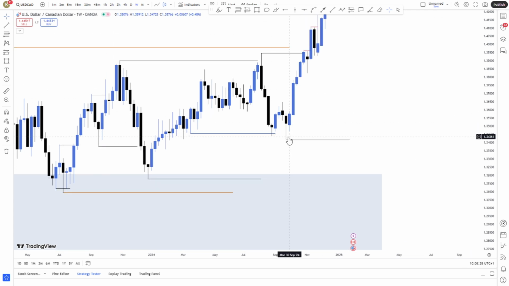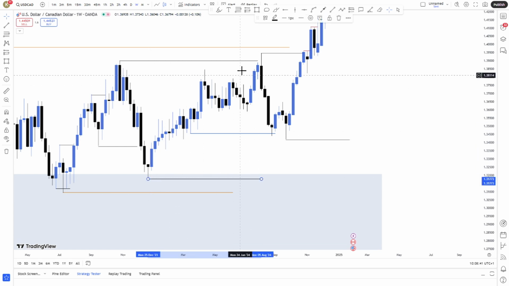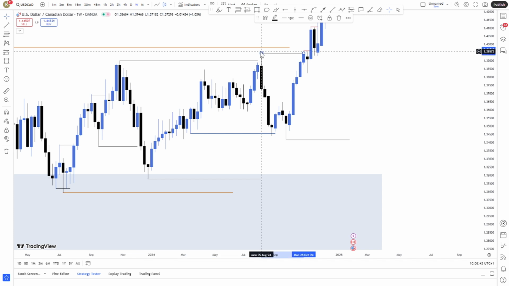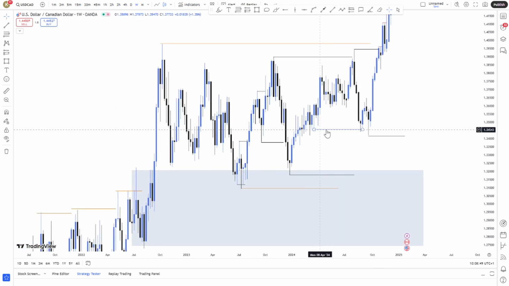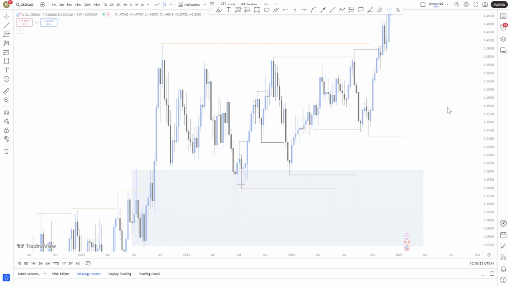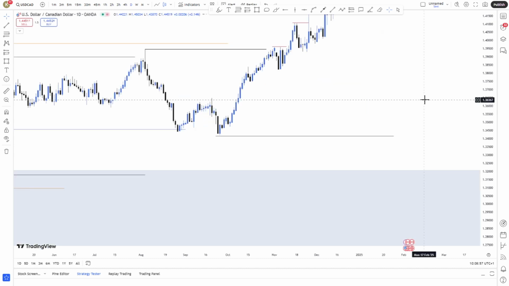Okay, this is not a change of character. The only way the weekly can change to bearish is if we take out this low that led to this high. Anything other than that, it's still bullish, and that's just a liquidity grab to go higher. So that's a pure sell side liquidity grab, and that's why I taught you sell side liquidity, buy side liquidity. If you're confused, you go back to those videos, right?